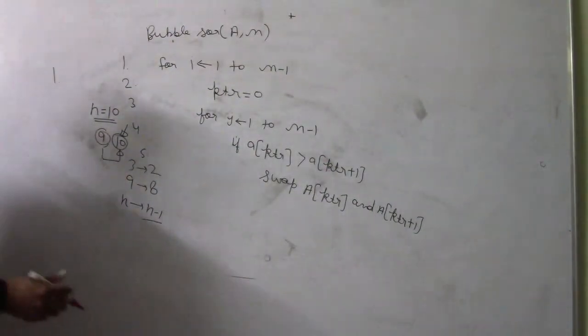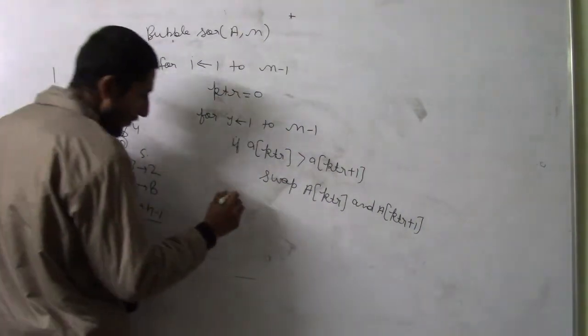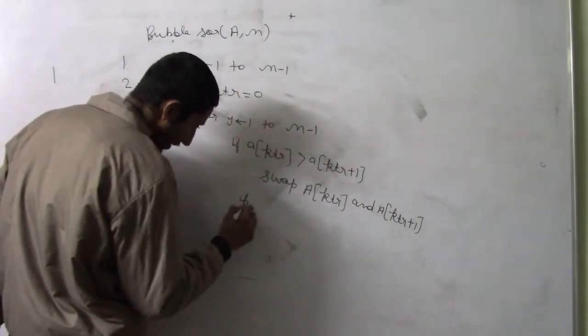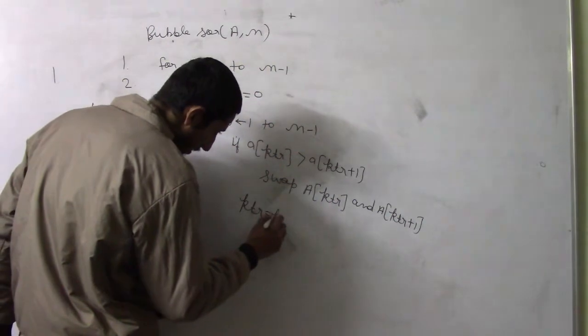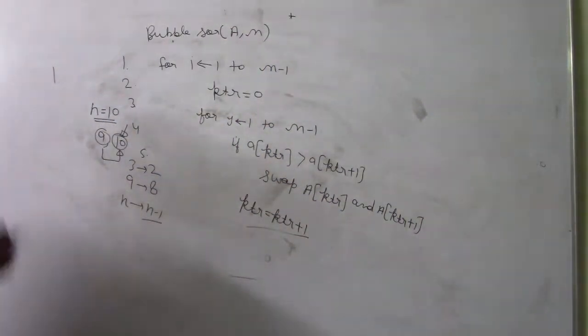Whether you are performing swapping or not, it is not dependent on the pointer. So every time you have to increment the pointer. ptr equals ptr plus 1. Okay. So that is the complete algorithm for bubble sort. So you can run this algorithm and you can convert this into a program. So probably it is your homework to convert this into a program.